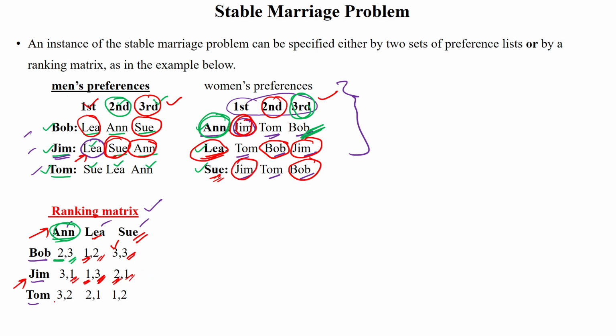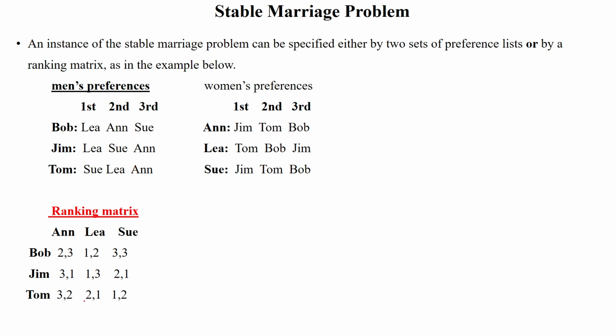For Tom, giving to Anne, the third preference, 3, is written here. At the same time, Anne is giving to Tom as a second preference, that is written here. Likewise, at the same time, Tom is giving to Leah as a second preference. So 2 is written here.